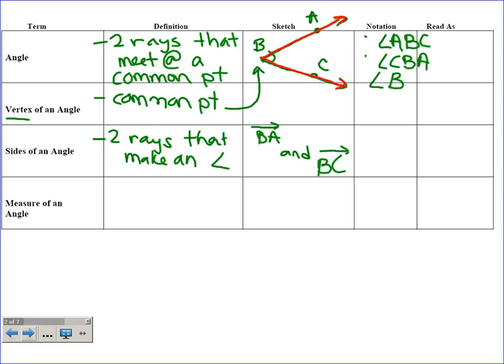Yes. Sweet. Measure of an angle. It is the rotation from one ray to the other.